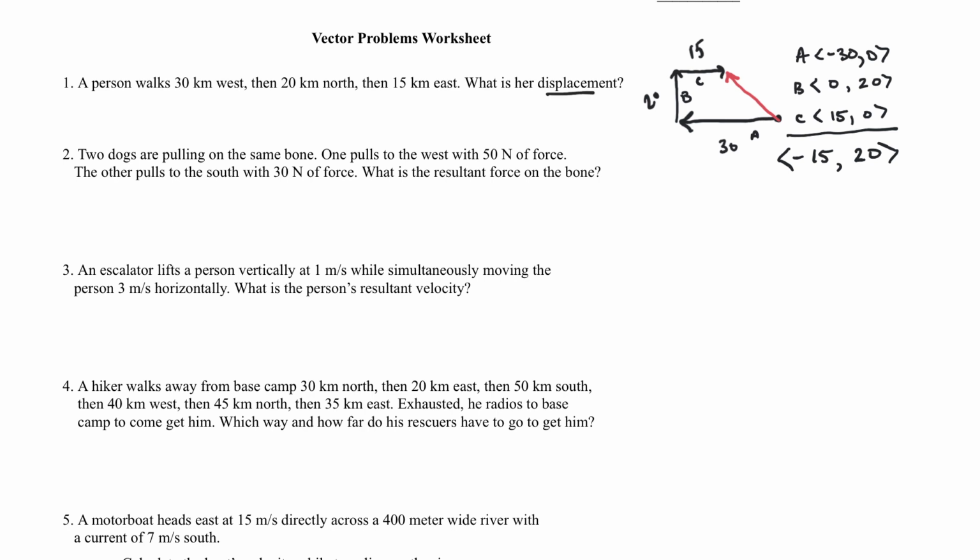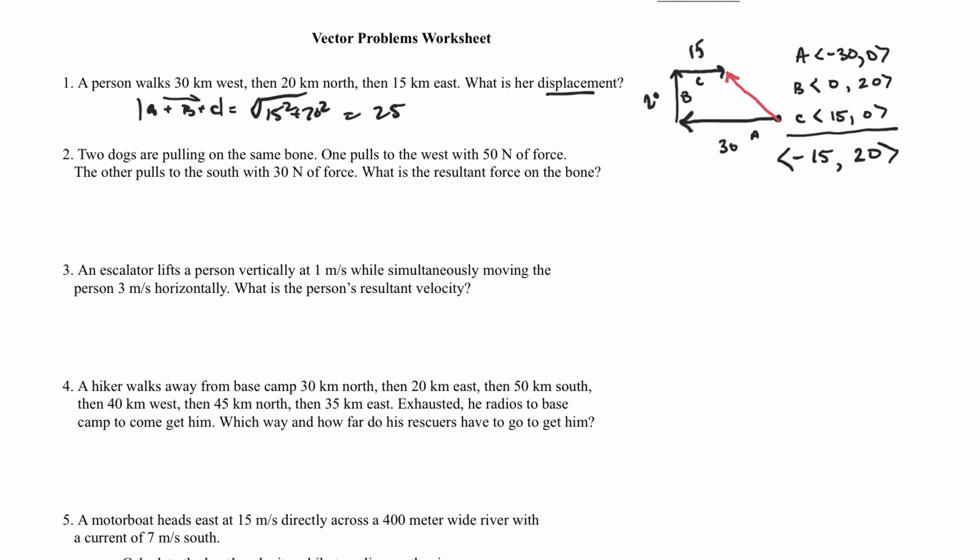The question is what's your displacement? So magnitude and direction is what it's really asking for. So A plus B plus C is really the vector we're looking at. We want to find the magnitude of that, so it's really going to be easy. It's going to be the square root of 15 squared plus 20 squared, which is just 25. So that person is, distance-wise, 25 kilometers from the original spot.